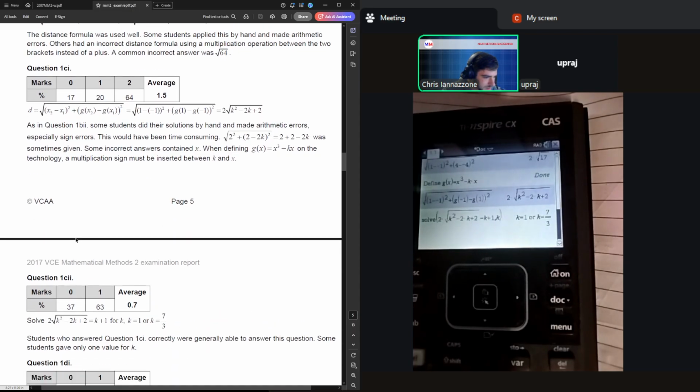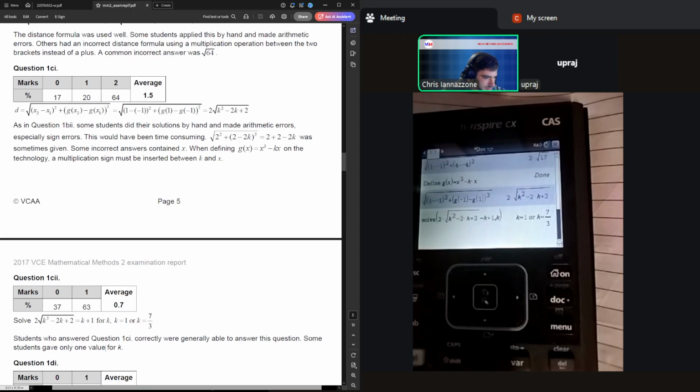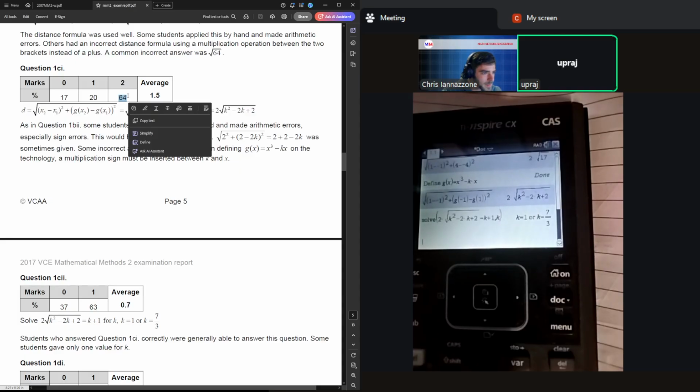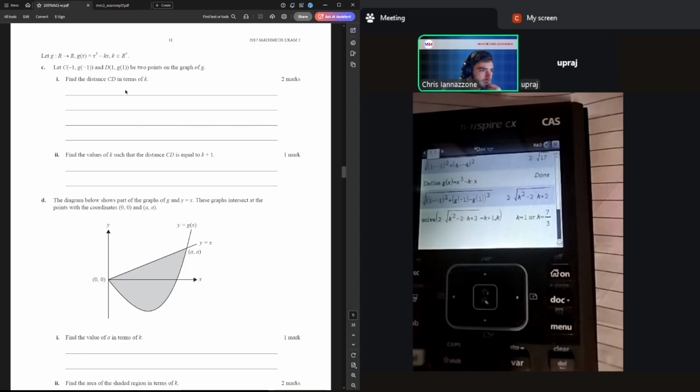Some only gave one value for k. I guess it's because of consequential marks, right? You need the previous result to actually answer this. Did they not give consequential marks in methods? Well, yes, but what can you even do there? If you don't have an equation for this, you can't really just make one up and then do this.